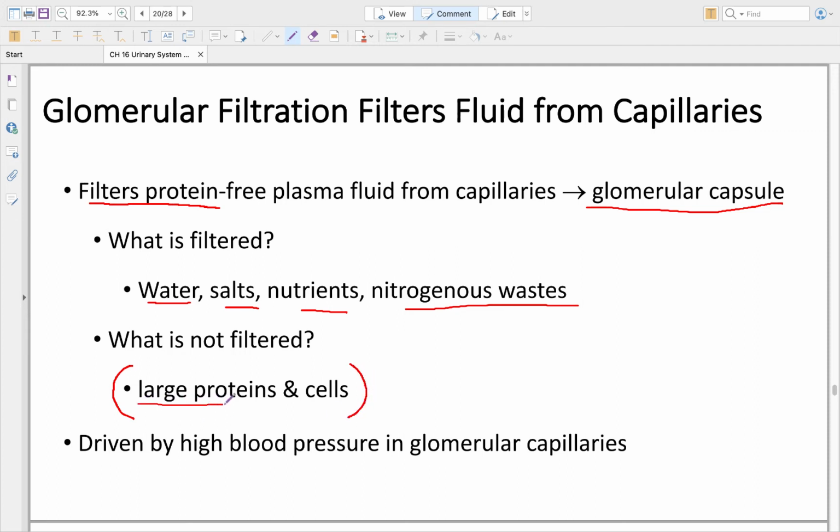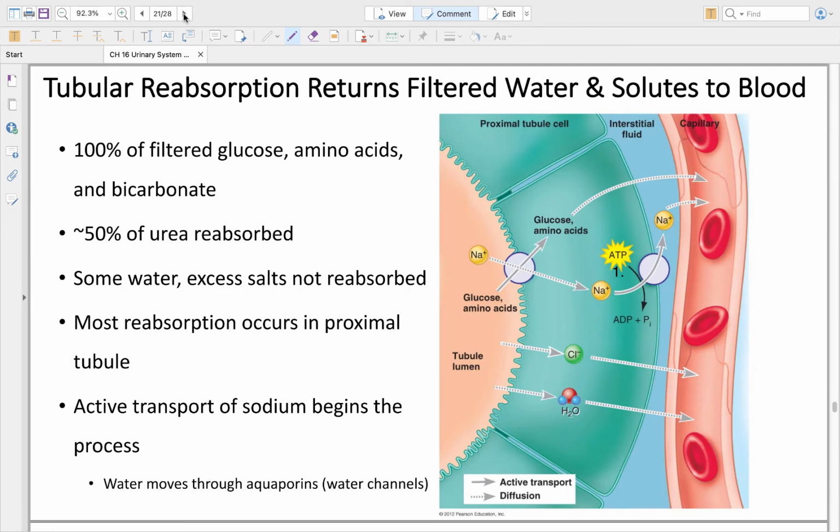Large proteins should not get into the urine, nor cells, including red blood cells. So this is why a urine analysis is done. A lot of the time they check for proteins and blood to see if there's a problem with the kidneys. And all of this, the filtration process, is because there's high blood pressure in the capillaries. That's what drives the filtration process.